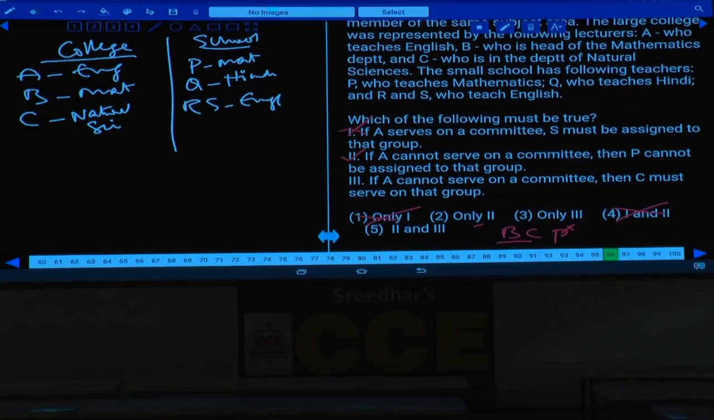Hence 2 is there. As 2 is there, now we should check choice 5, because 2 and 3 are the condition here. Then what about 3? If A cannot serve on a committee, then B and C must be in that committee. Then C must serve in that committee, true or false? Yes, that is definitely true. Then what is your answer here? Both 2 and 3, that is choice 5, is the answer. Here we are not trying to finalize the arrangement; rather, we are always trying to satisfy the given condition.